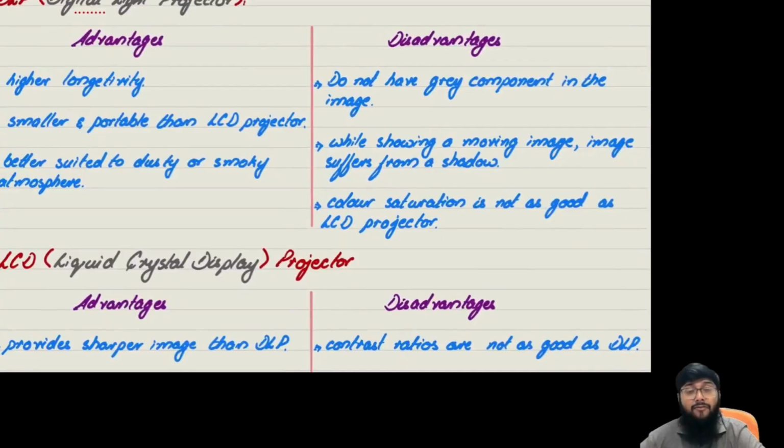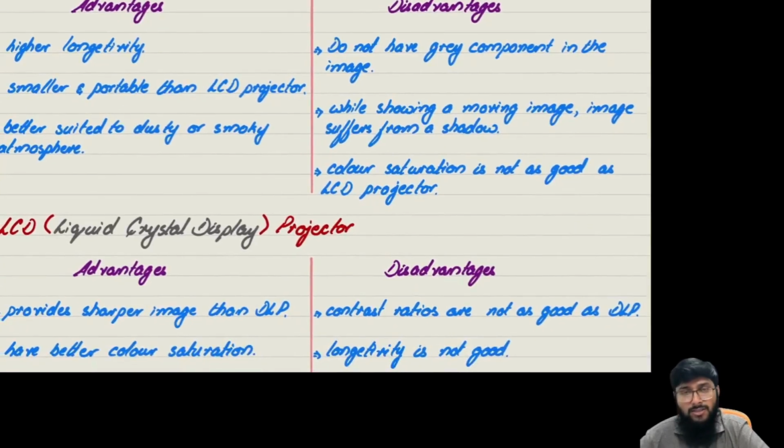But obviously there are a few disadvantages as well. What are those disadvantages? They have no gray component, that means they cannot display the gray color. While showing a movie, the image suffers from a shadow. Mostly a person is not going to see that, but if you are a computer person or a projector person, you will notice that there is a shadow. And color saturation is not quite good, that means the colors are not as good as an LCD projector.